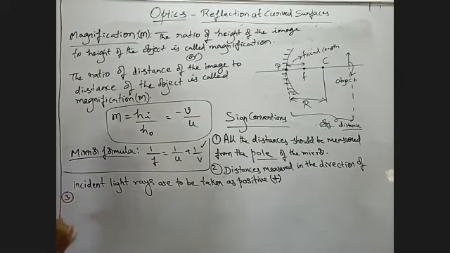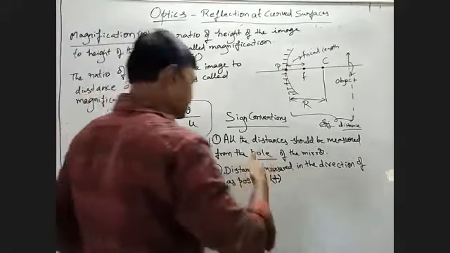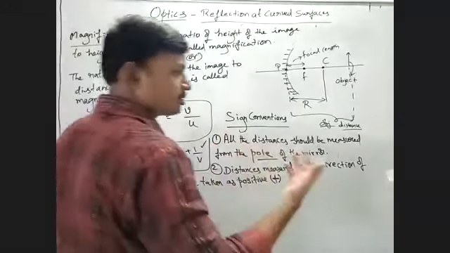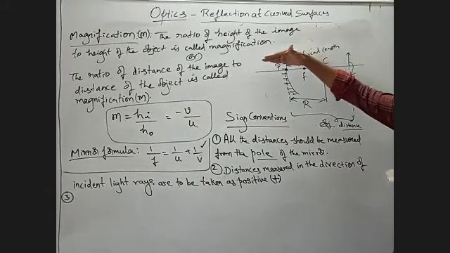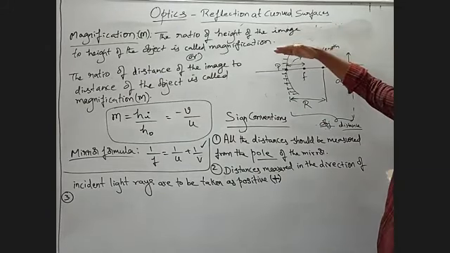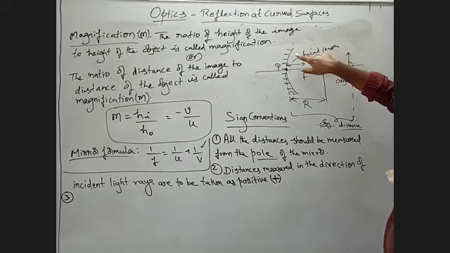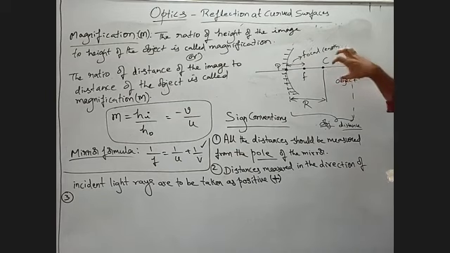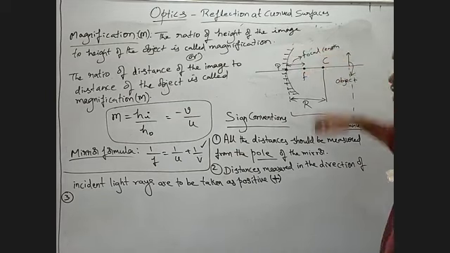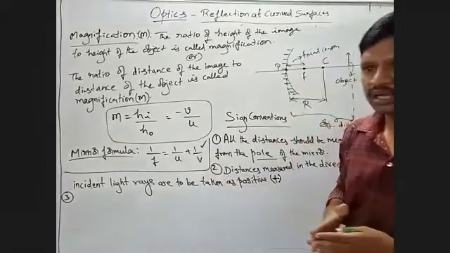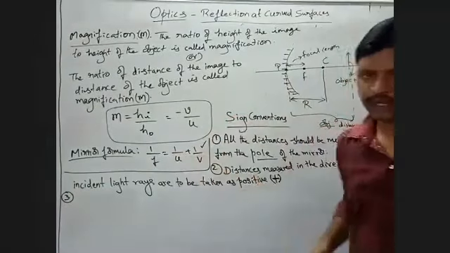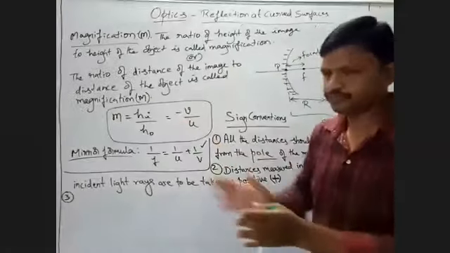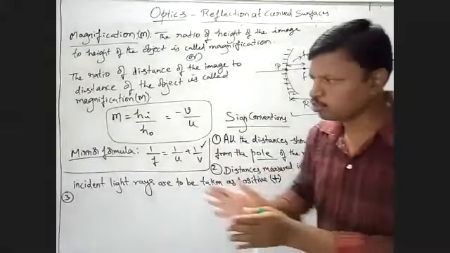So the next rule is, see, distances measured in the direction of incident light. Suppose we need to see this object image. The light rays are coming like this and falling on the mirror, and then they are reflecting. So they are converging. Okay, so concave mirror is a converging mirror. It will make the light rays to meet at a point. Converging mirror means the mirror which makes the light rays to meet at the point. Diverging mirror means the mirror which makes the light to move away from the point.